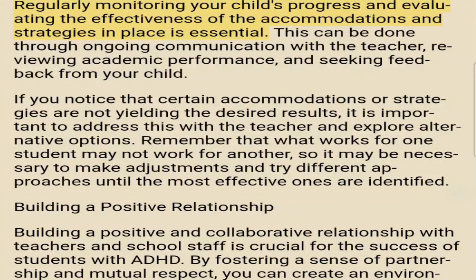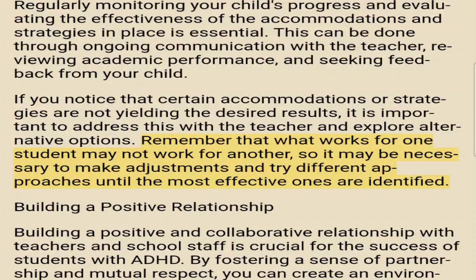Regularly monitoring your child's progress and evaluating the effectiveness of the accommodations and strategies in place is essential. This can be done through ongoing communication with the teacher, reviewing academic performance, and seeking feedback from your child. If you notice that certain accommodations or strategies are not yielding the desired results, it is important to address this with the teacher and explore alternative options.